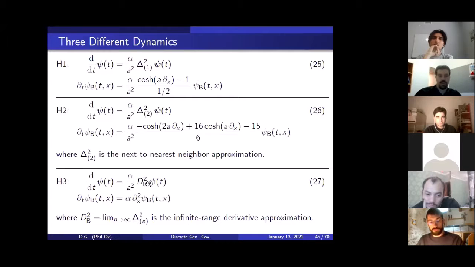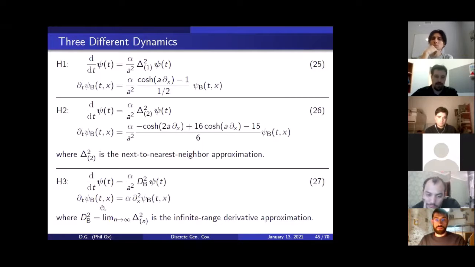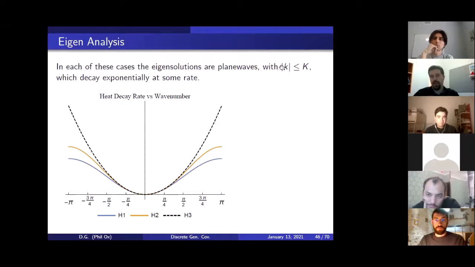Okay, so we've got all these different types of dynamics, all these different heat equations, each of which has a discrete version and a band limited version. Let's think a little bit about how those work. These are really different theories, these three things. So in each case, the eigensolutions of these differential equations are plane waves with some frequencies k less than capital K. Right? And those plane waves decay exponentially in time.